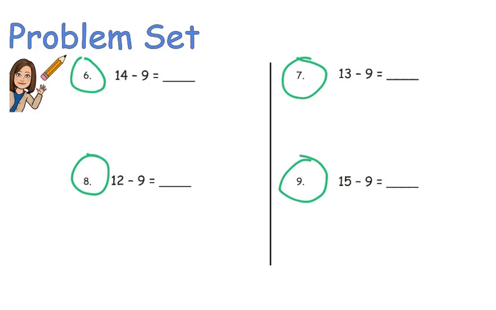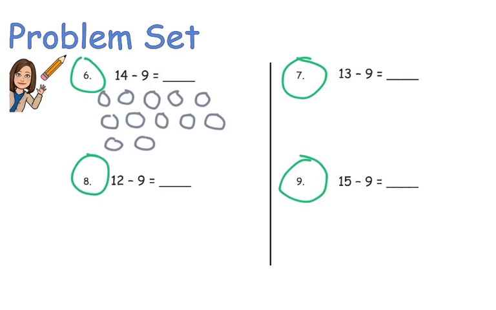This is the same thing that we were just working on. We're going to draw our picture. We're going to cross off some of our picture. And then we're going to count how many are left. I'll do number 6 with you. Let's see, it says 14 minus 9 equals. So we're going to draw 14. 1, 2, 3, 4, 5, 6, 7, 8, 9, 10, 11, 12, 13, 14.